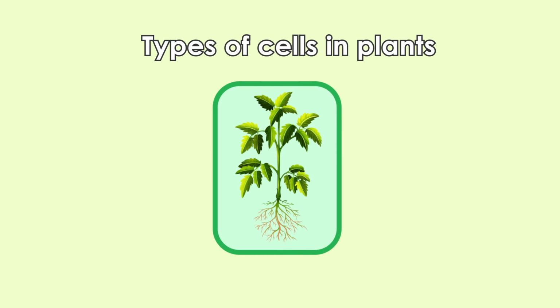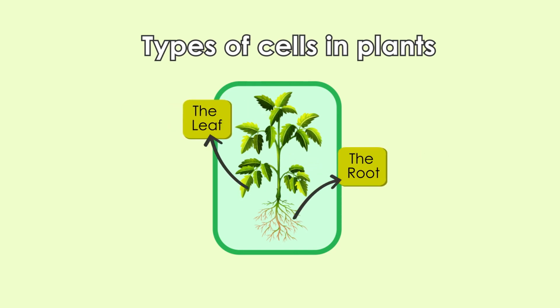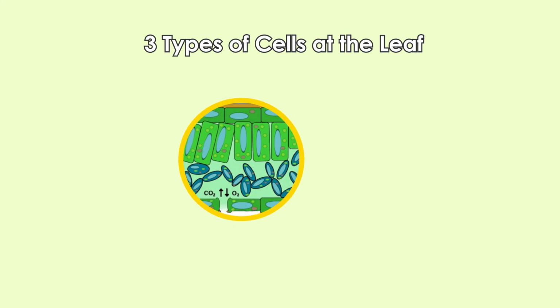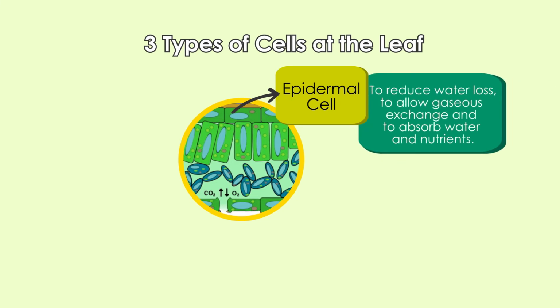Now, let's look at the types of cells in plants. This is a tree. We will look at two parts of the tree, which are the leaf and the root. At the leaf, there are three types of cells. The first type of cell is the epidermal cell. The function of epidermal cells is to reduce water loss, to allow gaseous exchange, and to absorb water and nutrients.